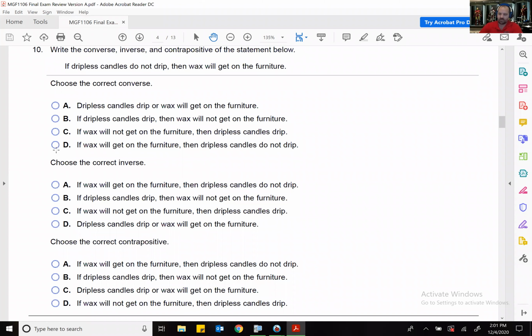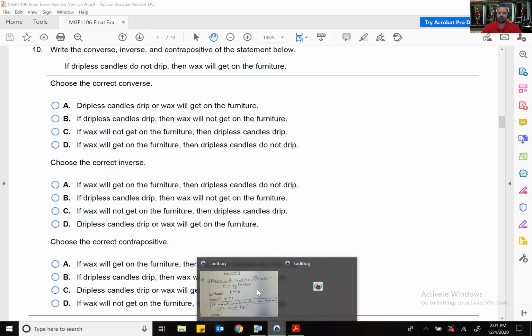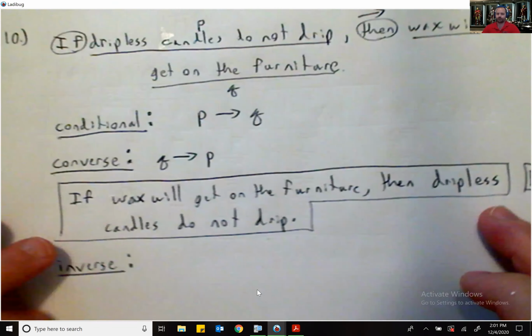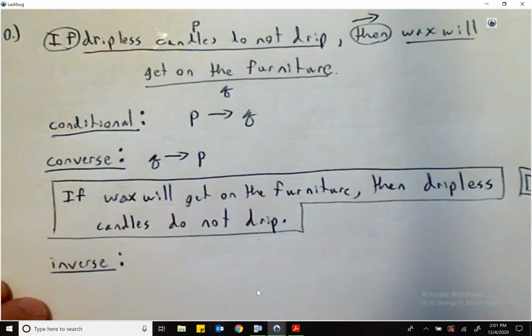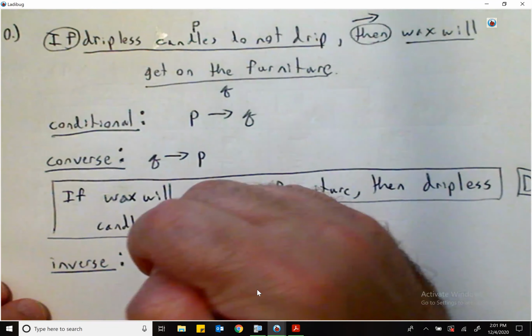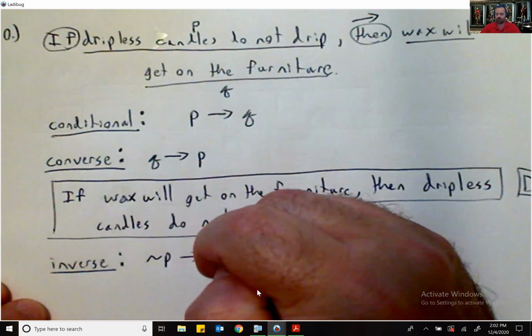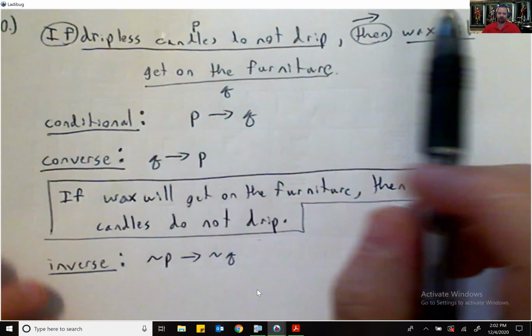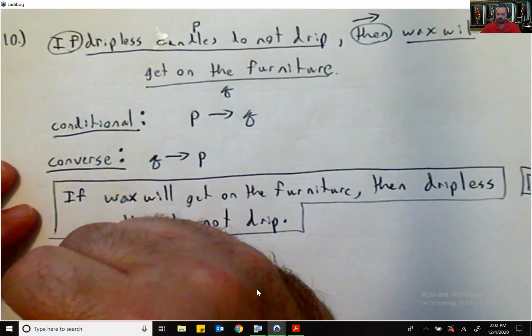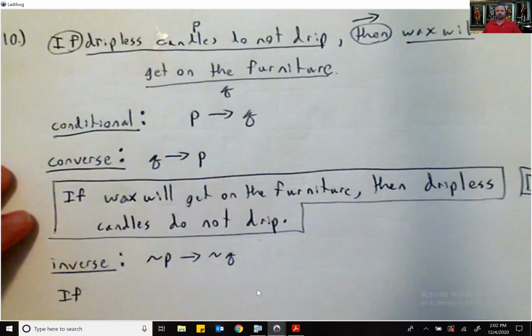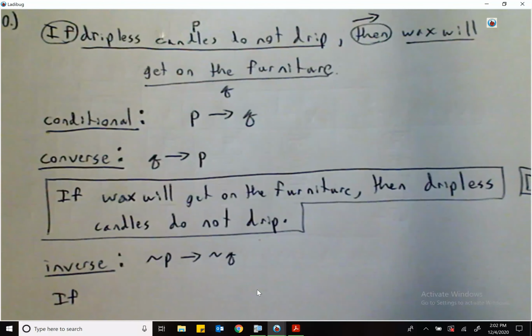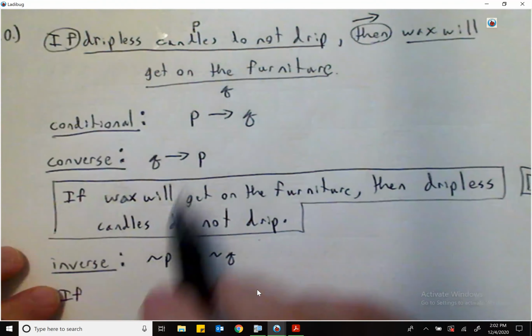Next one is the inverse. What is the symbolic notation for inverse? Negate P arrow negate Q. So we take the opposite of what's being set up here. So if what? Careful, it's not wax first. If negate P. So here's our P.